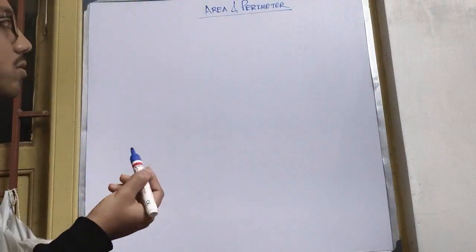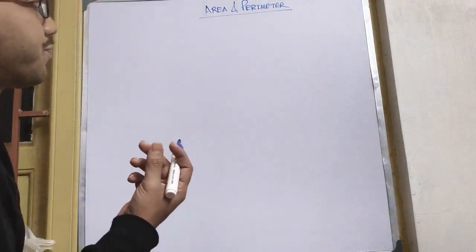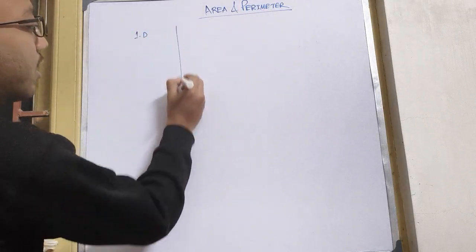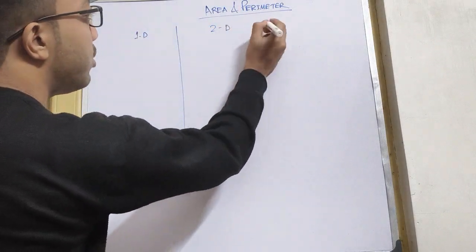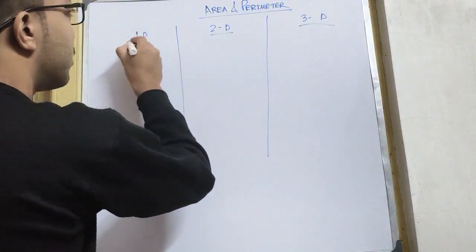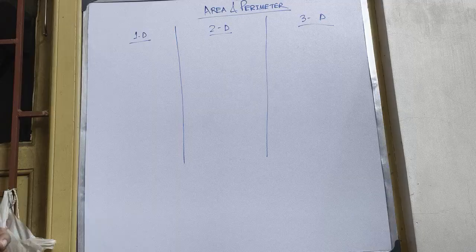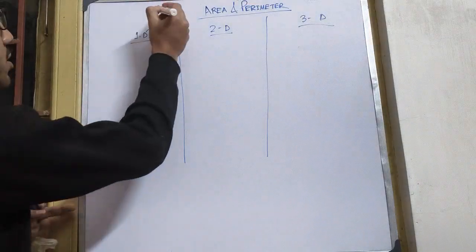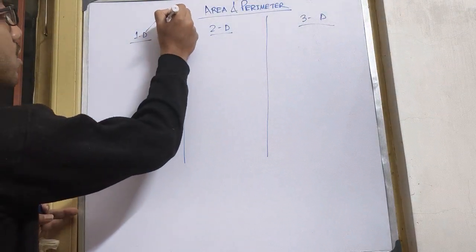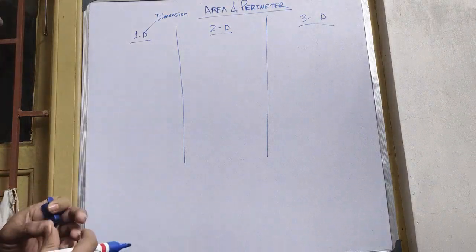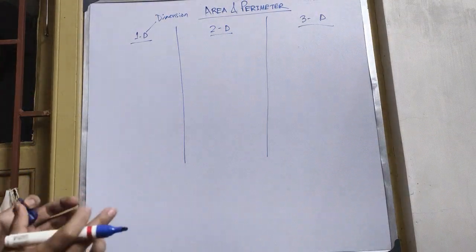Let's suppose in our general life we say that this is a 1D object and some objects are 2D objects and some objects are 3D objects. We see objects in our common life which are 1D, which are 2D, and which are 3D. D here means dimension. Now comes the actual concept of perimeter and area.